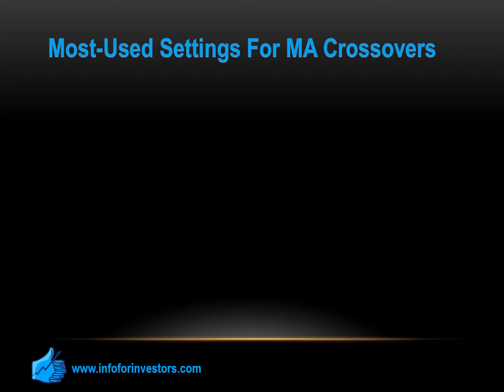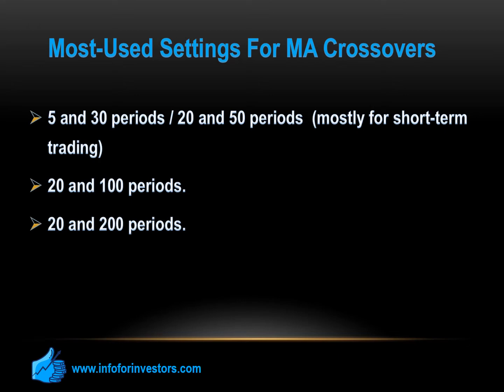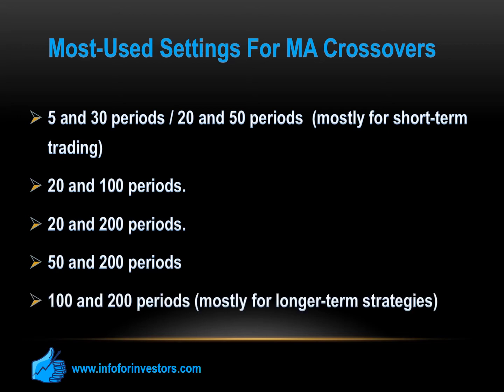You can also see in the chart that using a crossover trading system within a range doesn't work well. It does work better in the volatile trading environment though. The most used settings for moving average crossovers are the following. 5 and 30 periods or 20 and 50 periods are mostly used for short-term investing. 20 and 100 periods, 20 and 200 periods, 50 and 200 periods. When the moving average 50 crosses up the moving average 200, it's called the golden cross. The contrary is called a death cross. 100 and 200 periods are mostly used for longer-term strategies.